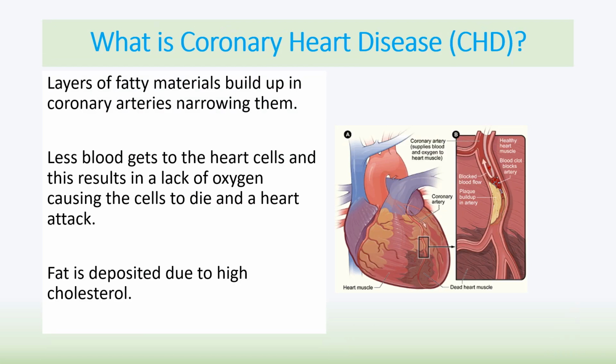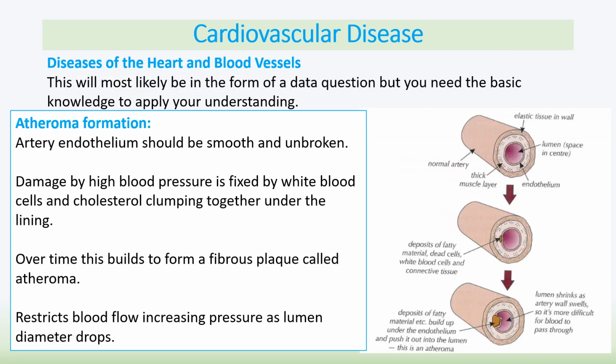This leads to coronary heart disease, so there's a buildup of fatty deposits blocking or narrowing the arteries, less oxygen and less glucose gets to the heart cells, and the cells die. There are other types of diseases that can happen as well, and we'll just go through some conditions now.